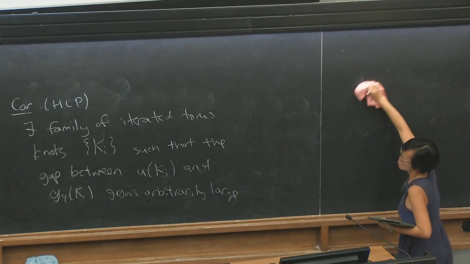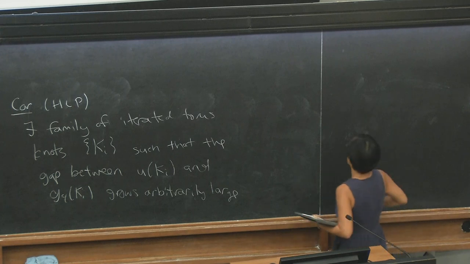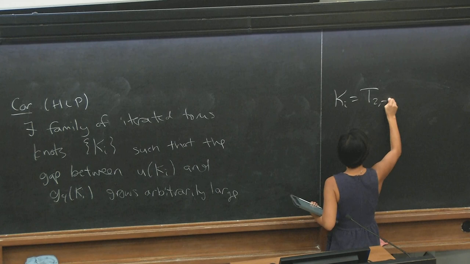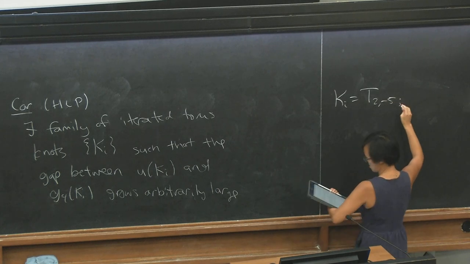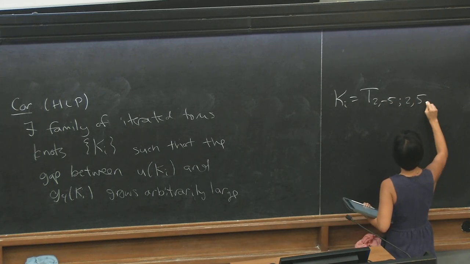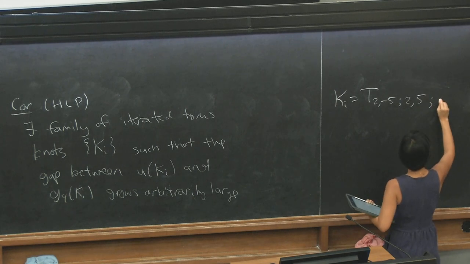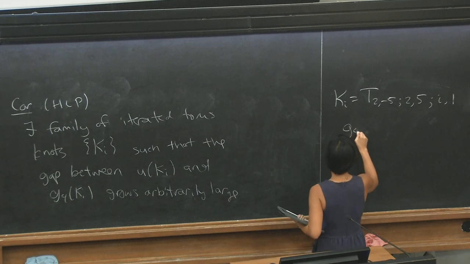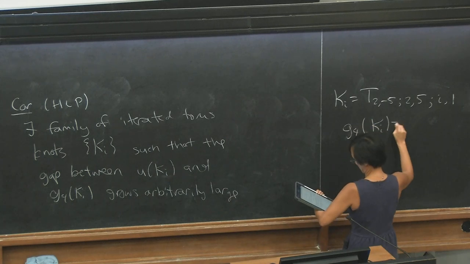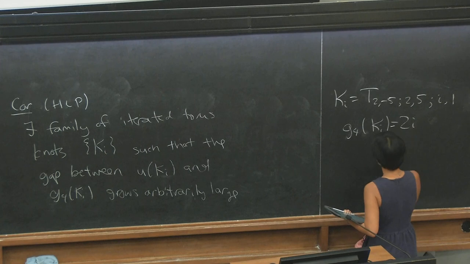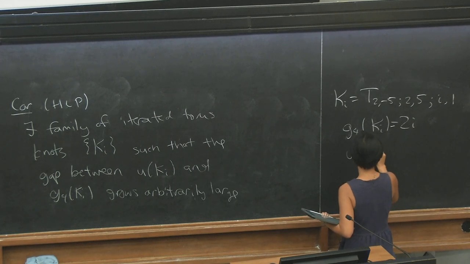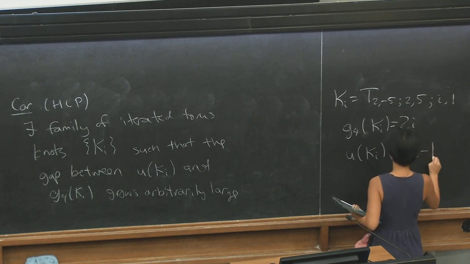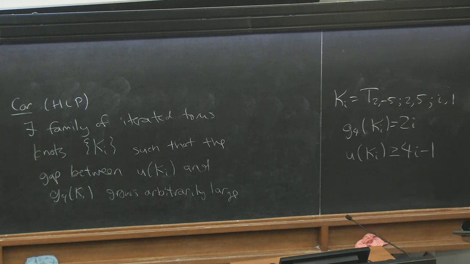And so I can even tell you what that family is. So K_i, take the (2,-5) torus knot, and then take the (2,-5) cable of that, and then take the (i,1) cable of that. And then it turns out that the four-ball genus of these knots is 2i, and the unknotting number is at least 4i minus 1.